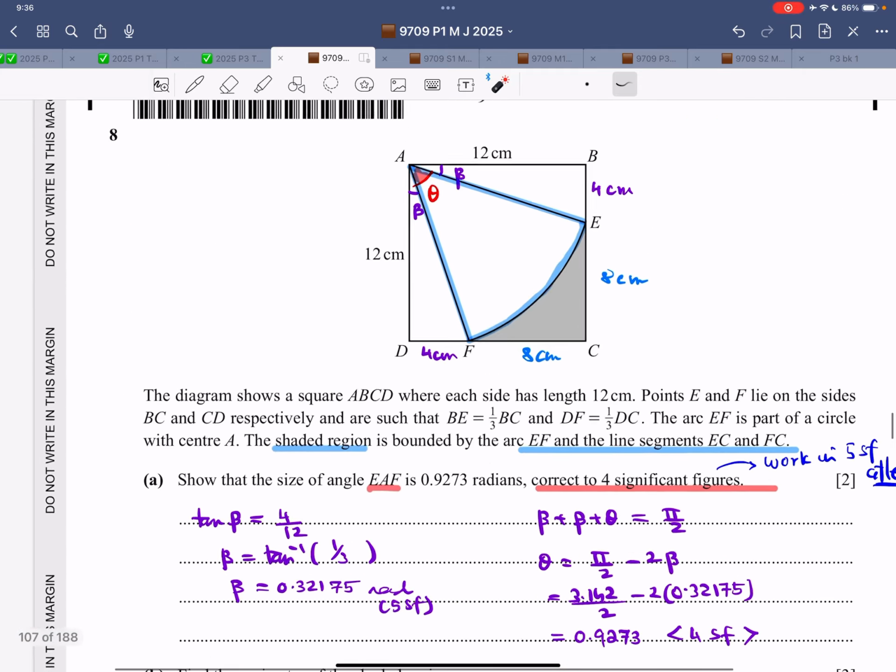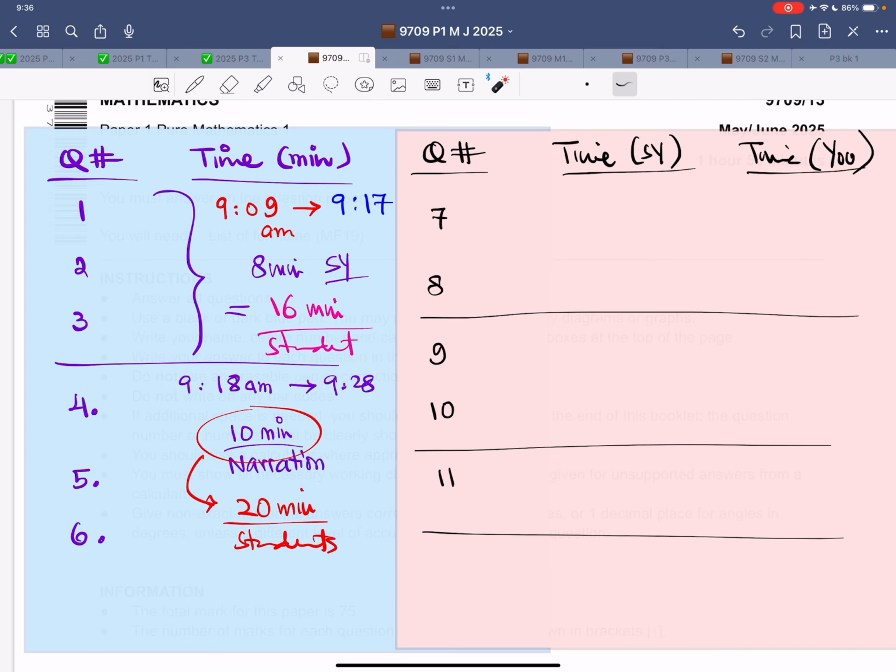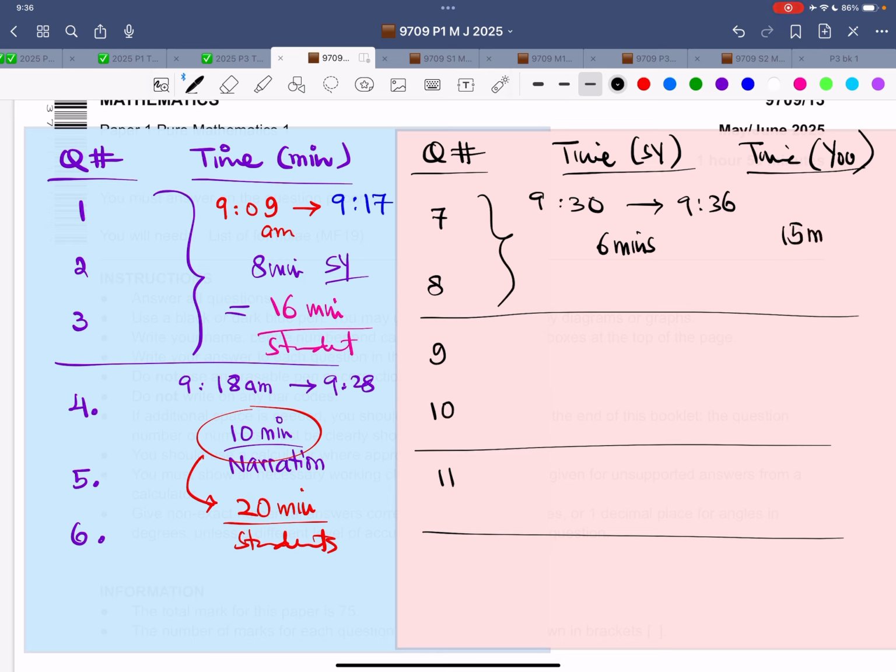So now our two questions are done, 7 and 8. We started at 9:30, and again I'm mixing these two up, and this is 9:36. I think that was too fast. So my time is 6 minutes. For you people, this should be around 15 minutes. And let me also increase this time. So 16 minutes, let me make it 20 minutes for you.